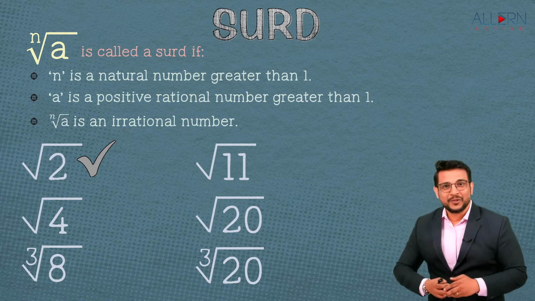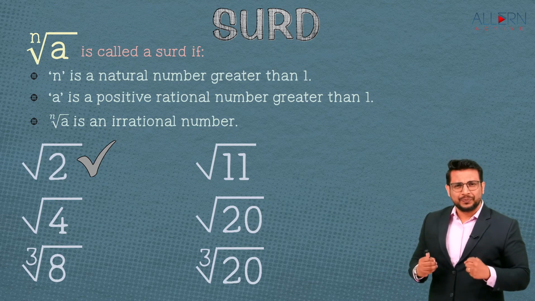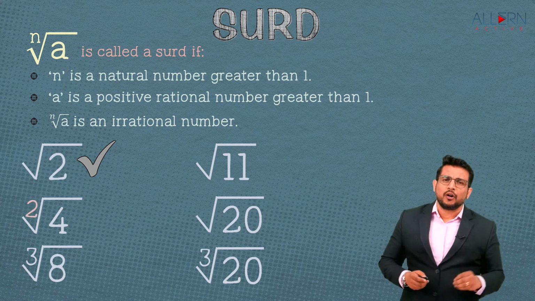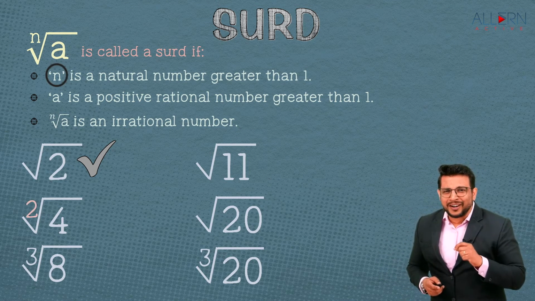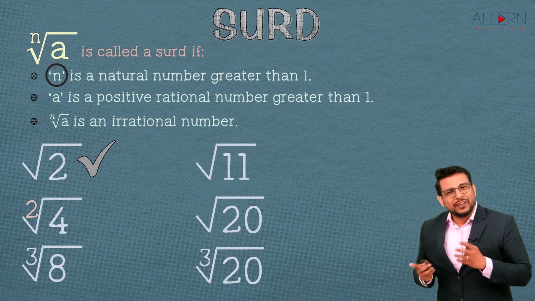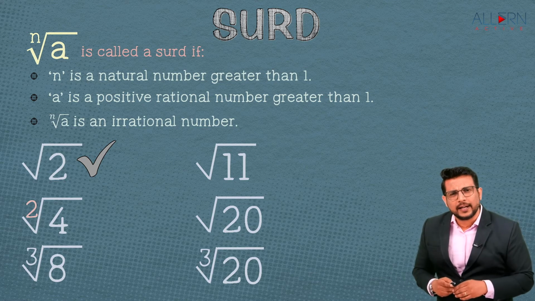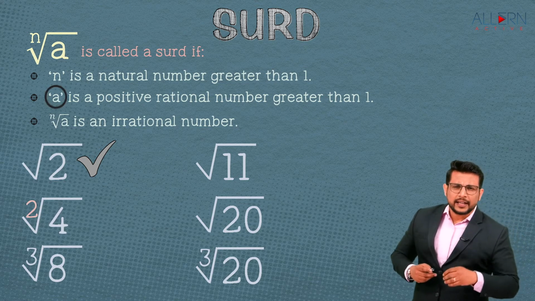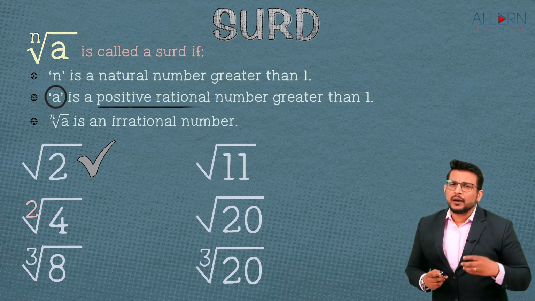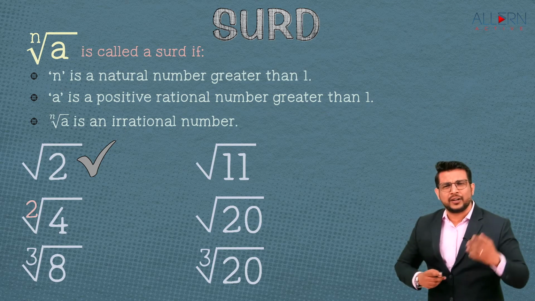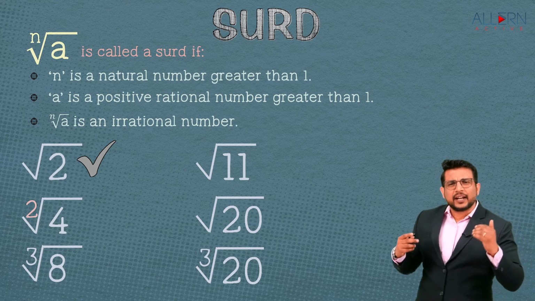So was that easy? You will say, wow, that's interesting. Now let's get on to the next one. What is that? Square root of 4. What is the order there? Nothing is given, that means it is 2. We know the first condition is satisfied, it's a natural number greater than 1. Now look at the radicand. The radicand is 4, a positive rational number greater than 1. Second condition satisfied. Superb. Look at the last condition.